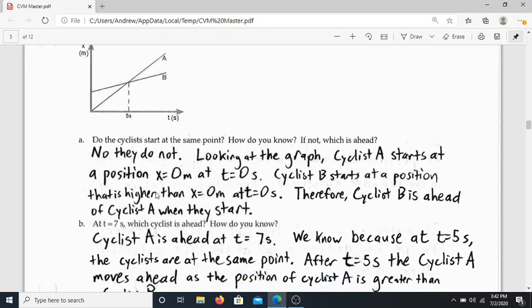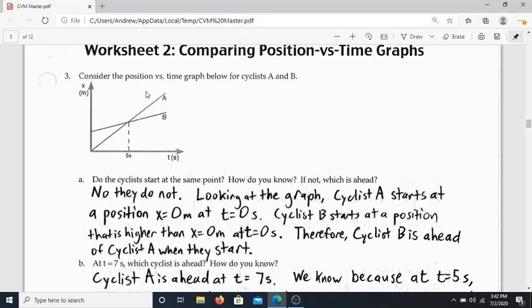Okay? Once again, we're just using what we know about reading these graphs, and I know this is all relatively new to us, but we're just getting comfortable with this idea, ladies and gentlemen, that these little graphs can tell us a ton of things about the motion of an object.